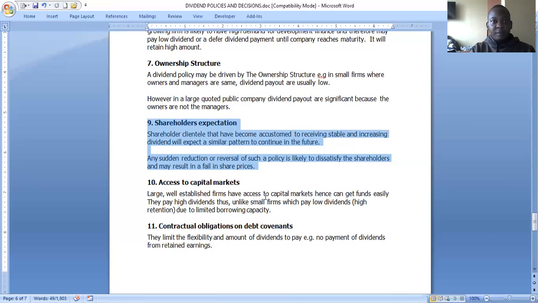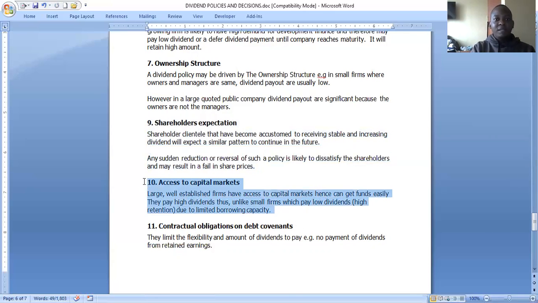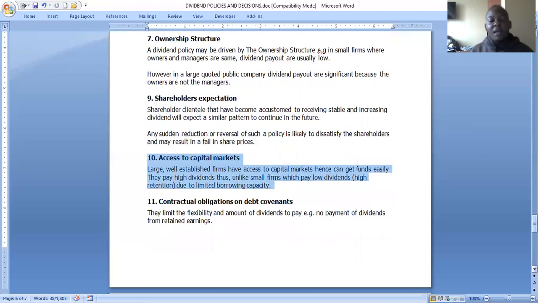And then the number 10 factor is access to capital markets. So access to capital markets is another factor. Large and well-established firms have access to capital markets, hence can get funds in easily. They therefore pay high dividends, unlike small firms which pay low dividends due to limited borrowing capacity. So if a firm doesn't have other financing avenues, then the firm may have to rely on retaining profits.